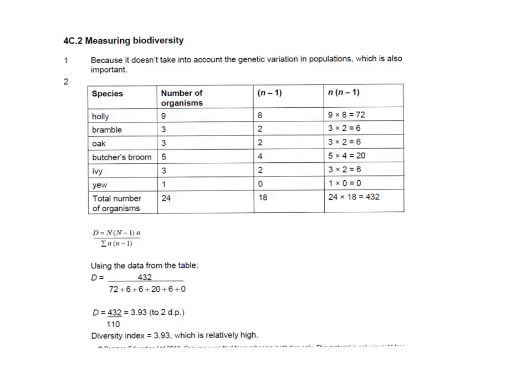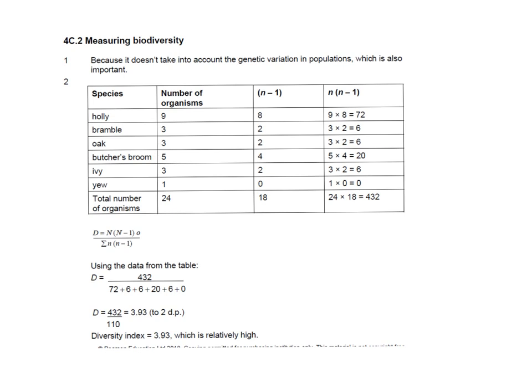Measuring biodiversity, the answer of question 1 is because it doesn't take into account the genetic variation in a population. That's what we mean by genetic diversity, and also the ecosystem diversity. So it's only to say that biodiversity means the number of species of living organisms in an area. It's a very limited term.